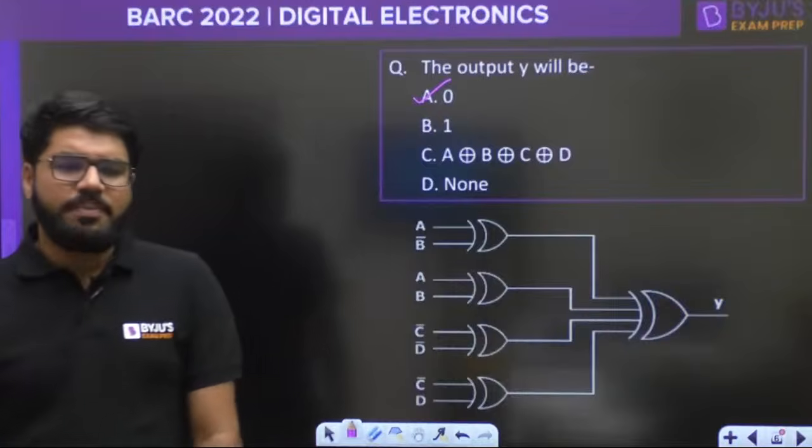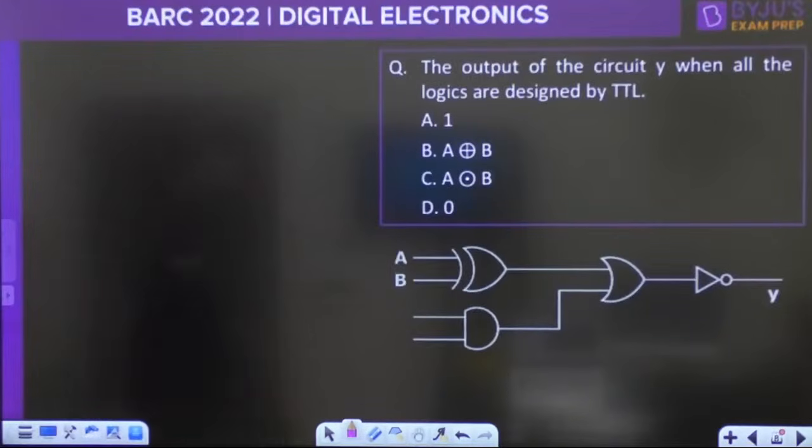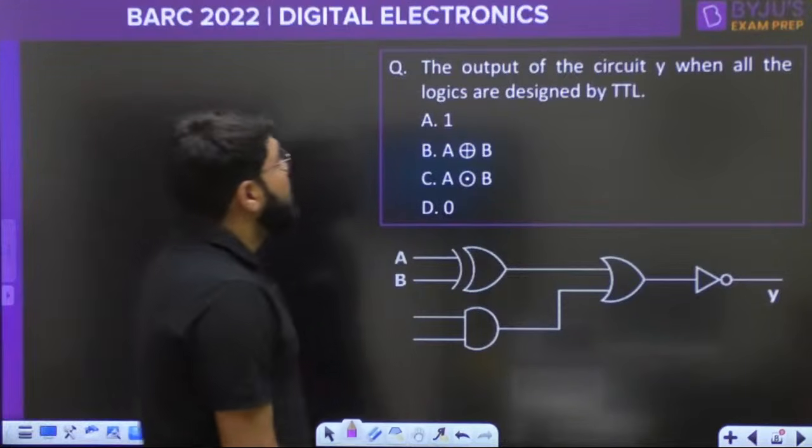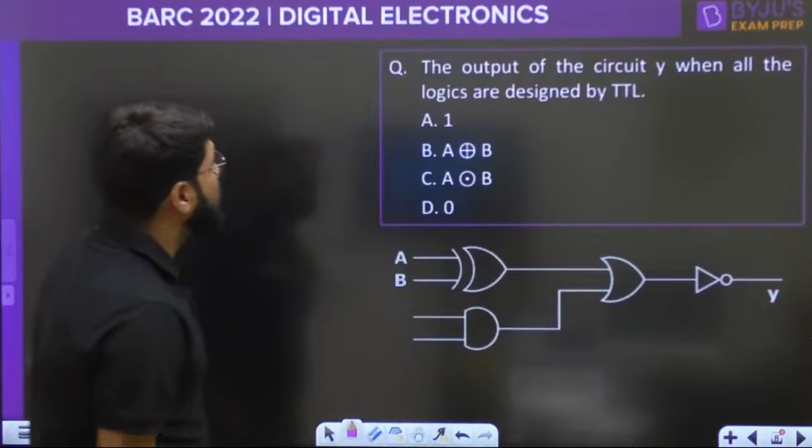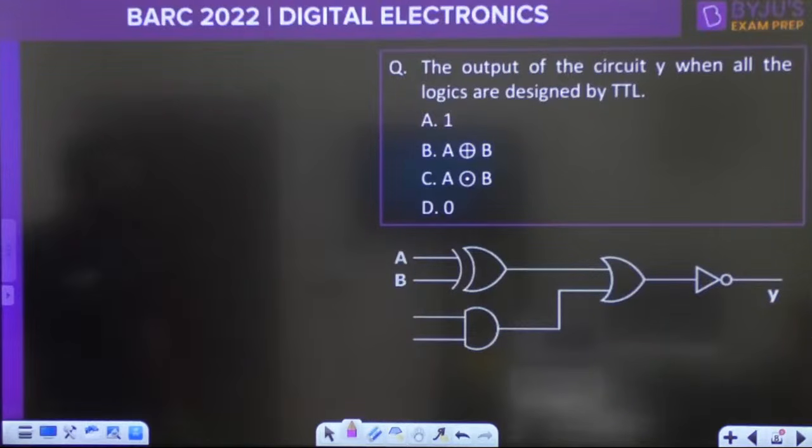Everybody, moving ahead to the next question. We have lots of questions to be discussed in the session. The output of the circuit Y when all the logics are designed by TTL.